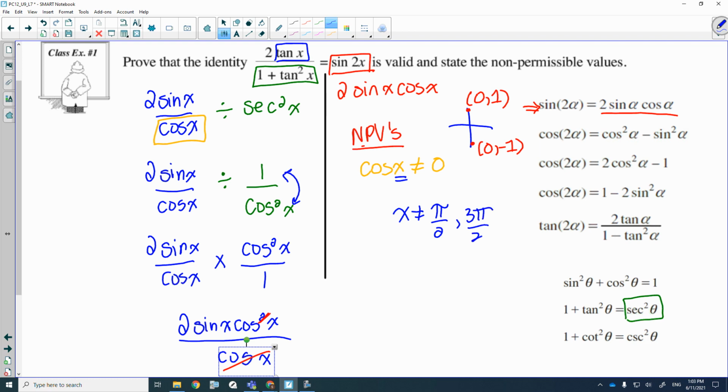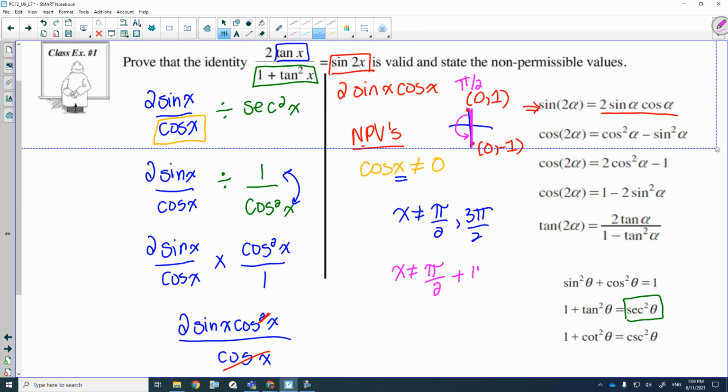And then for non-permissible values in identities, you always want to be able to write it as a general solution. So the general solution, it falls on the straight line. I'm going to take the principal angle of pi over 2, and every time I add pi n, I will get to the next non-permissible value. So the general solution of this would be x cannot be equal to pi over 2 plus pi n, where n belongs to the element of the integers.